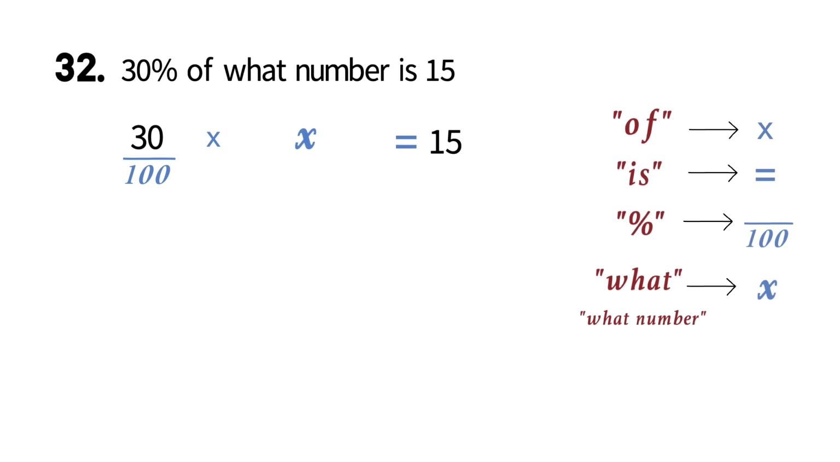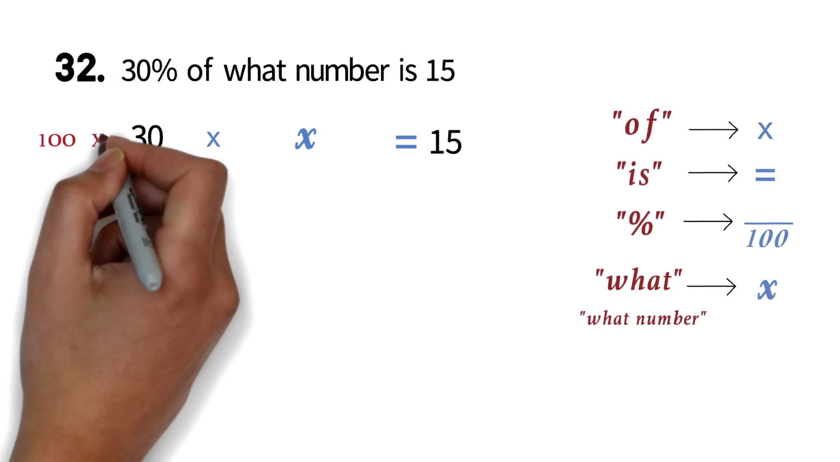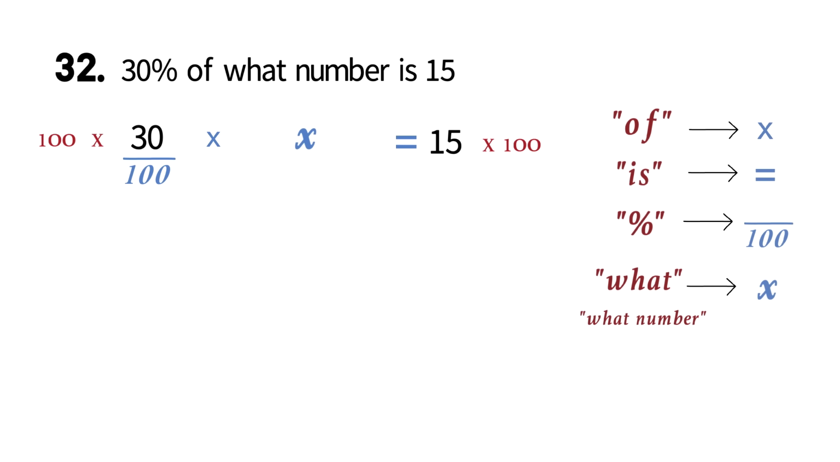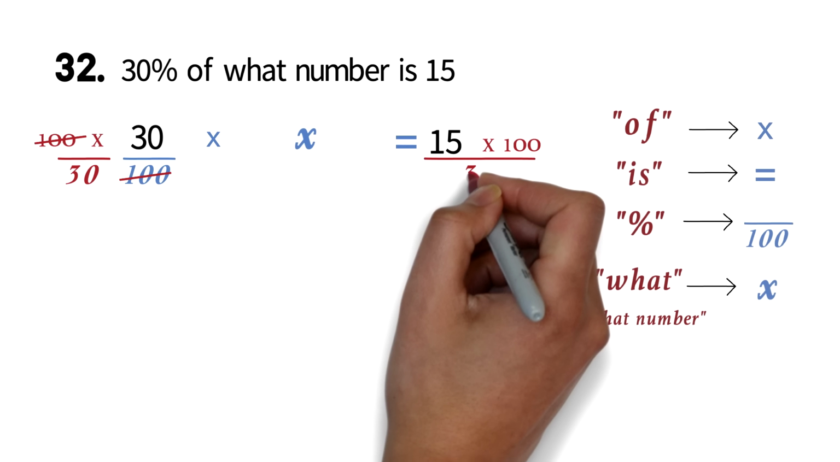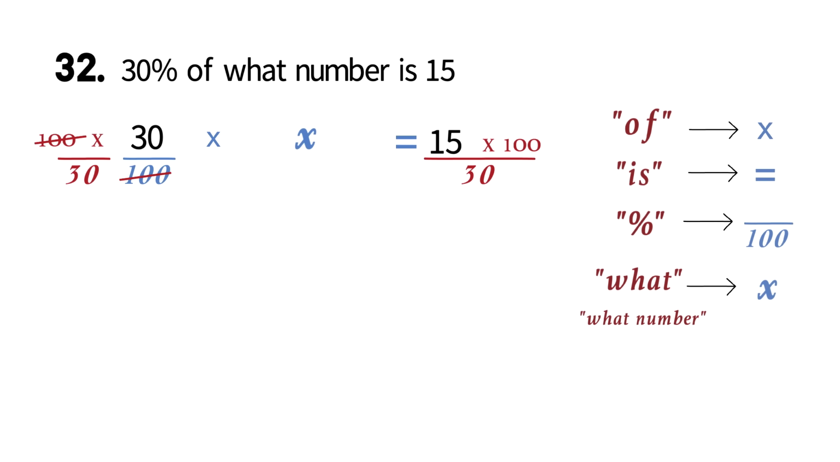Now that we have translated, we just solve for the X to get our answer. We want to move everything to the other side of the equation by performing the opposite operation on them. Here, the 100 is dividing, so we will multiply both sides by 100. This will cancel out. The 30 is multiplying, so we will divide both sides by 30. The 30 will cancel out.